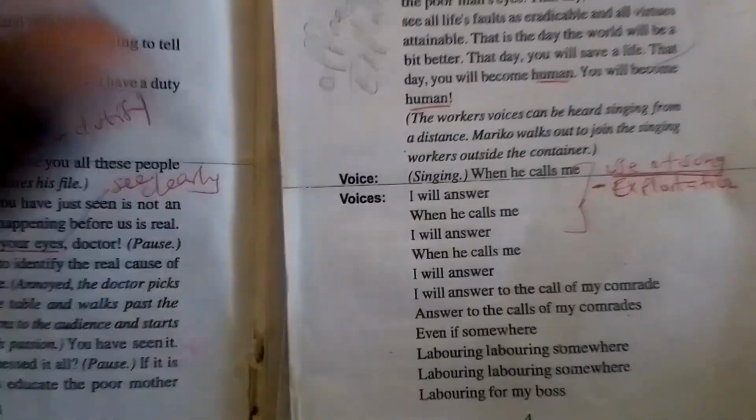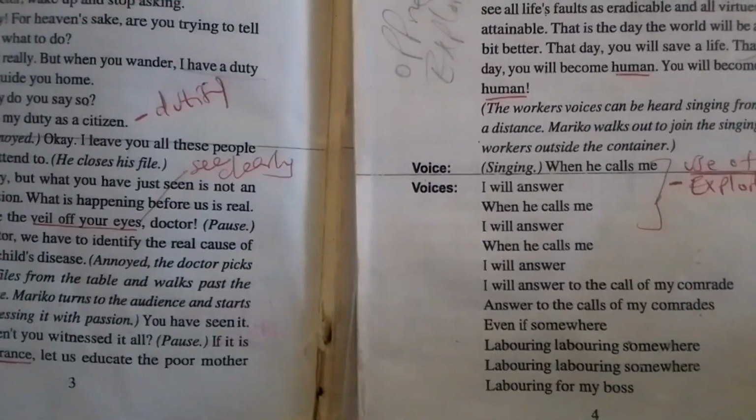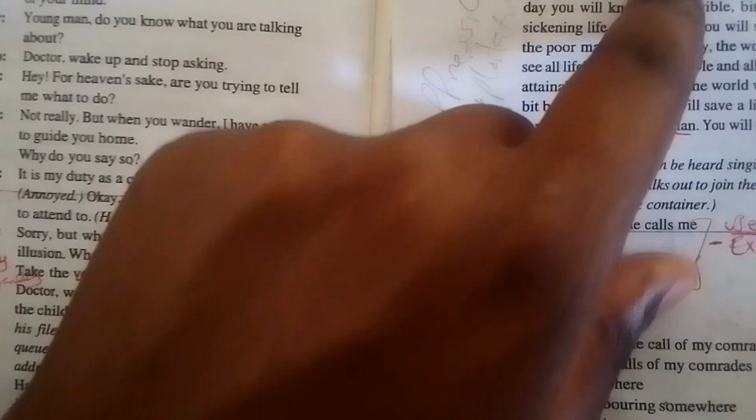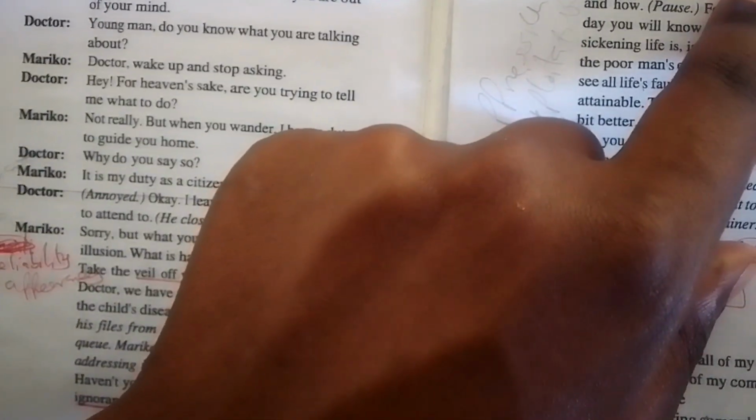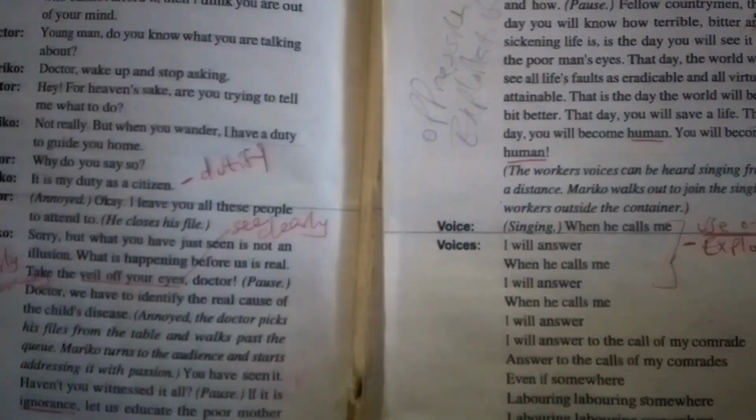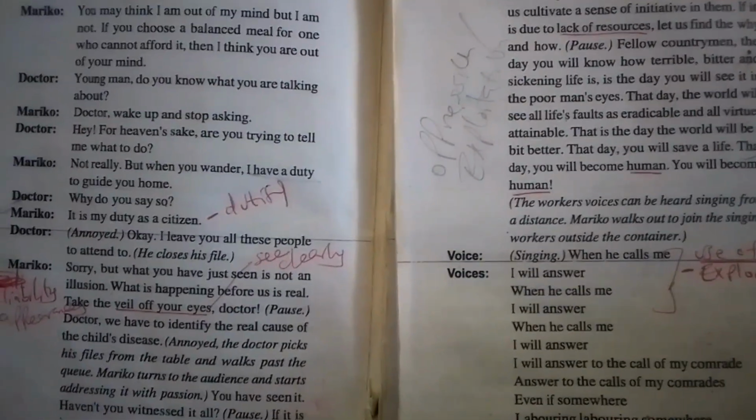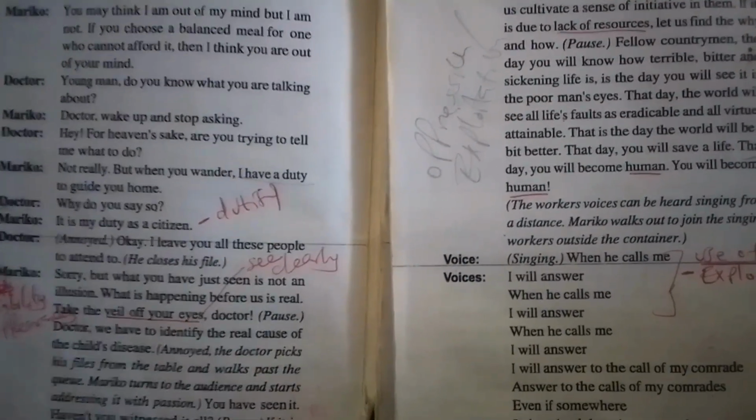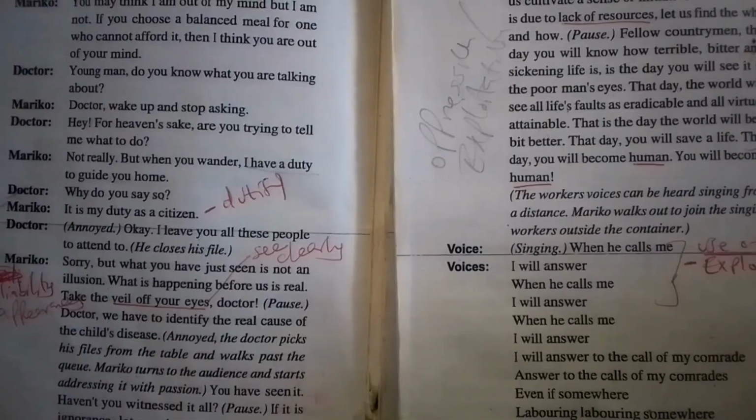Okay, and then Mariko finishes his speech to the audience. He says, if the cause is laziness, we should teach initiative, and if it's lack of resources, we should find solutions. So just like that. Lack of resources, of course, that is poverty. The key message here is that the day you will know how terrible life is, the day you will see it in the poor man's eyes. That is when you can know how the problems are.